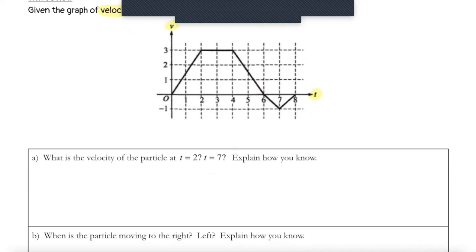They're similar in structure to the ones we saw about the position graph, but I want to practice reading this new kind of graph. All right. So question A says, what is the velocity of the particle at t equals 2? And then again at t equals 7. And I want us to explain how we know. All right. So in other words, let's start with V of 2. If I asked us, what is V of 2? What would your answer be?